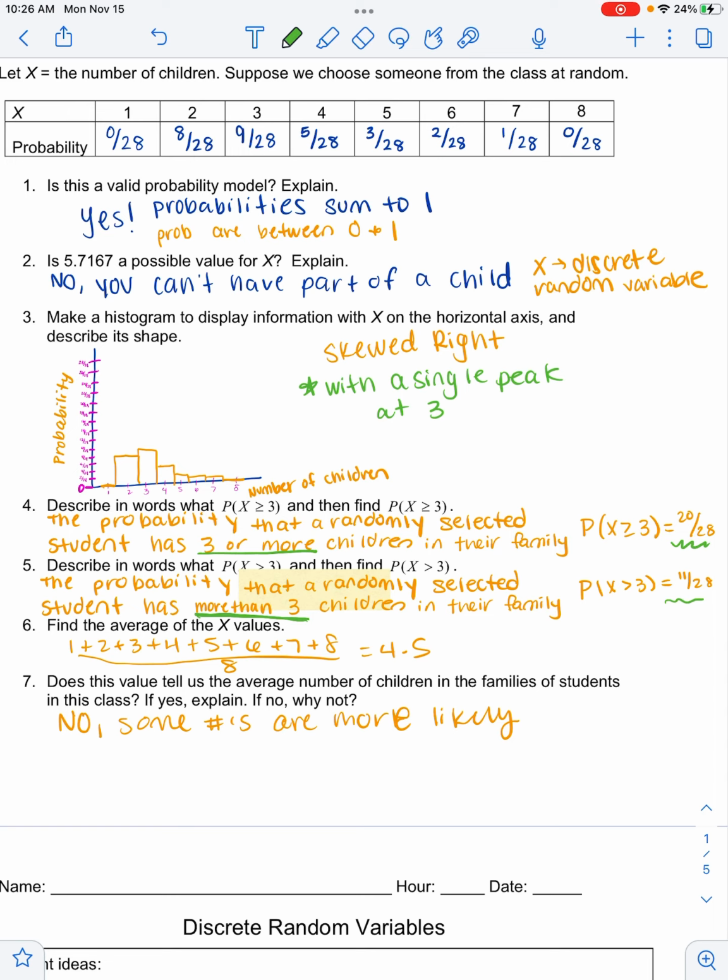Now in question 6, we were finding the average of just the x values that are in our table. So the average of 1 through 8 is 4.5, and for question 7, does this value tell us the average number of children? No, it does not. 4.5 is just the average of the numbers, but that doesn't take into account that more people have certain numbers of children in their family, right? Like a lot of people chose that they had 3 children in their family, and this 4.5 doesn't account for the fact that there were more people in that category.